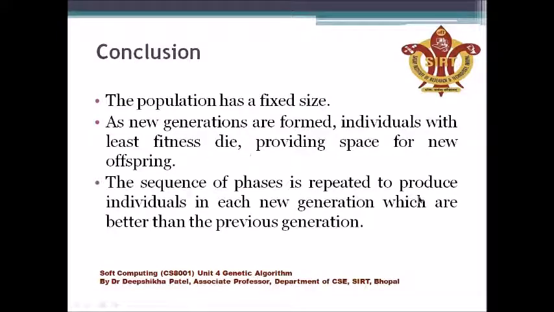The sequence of phases is repeated to produce individuals in each new generation which are better than the previous generation. It's an iterative process, and we repeat it until we find a population which is better than the previous generation. When we find almost similar generations, we identify that the population has converged and we terminate the algorithm.